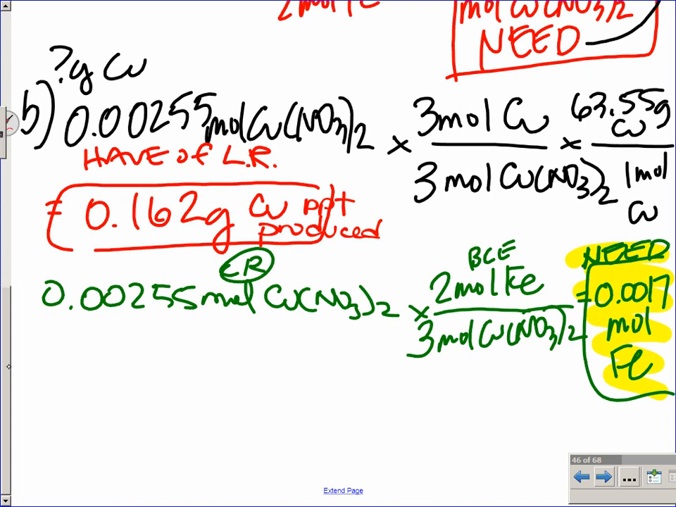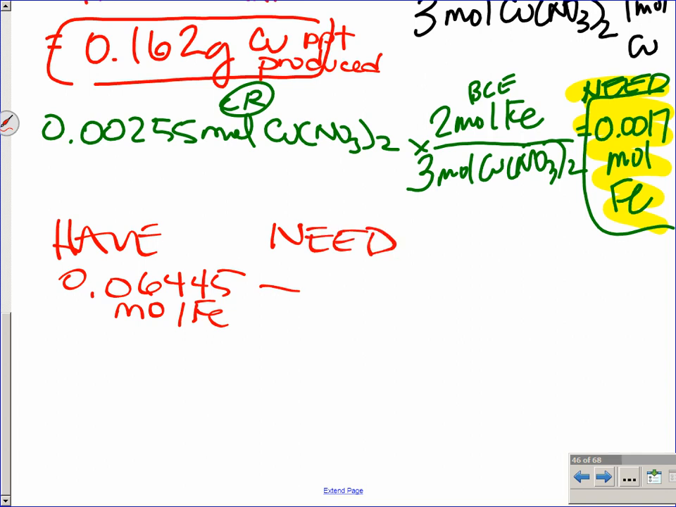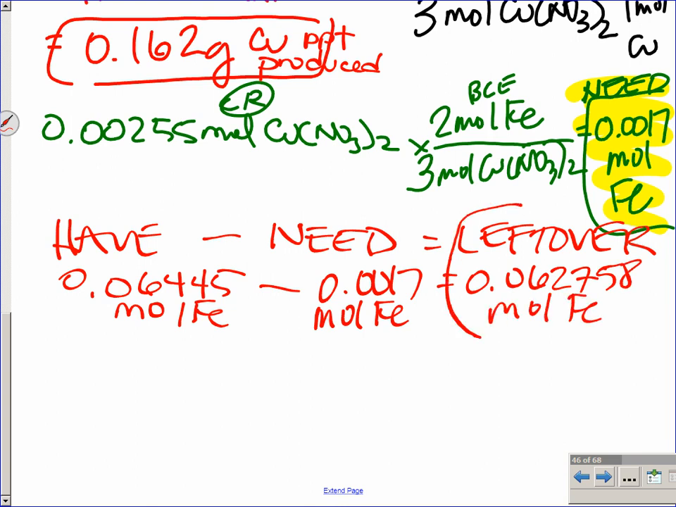All right, so you guys said your have of iron was what? 0.06445? And this was moles of iron. We're going to subtract the need, which is just a tiny bit. So we're taking our have of iron, we're subtracting our need of 0.0017 moles of iron. And what am I going to call the remainder? Excess or leftovers or something like that. So how much is left over? 0.062758. And that's moles of iron, right? So that could be my final answer.